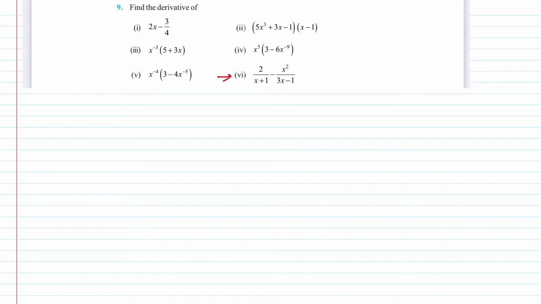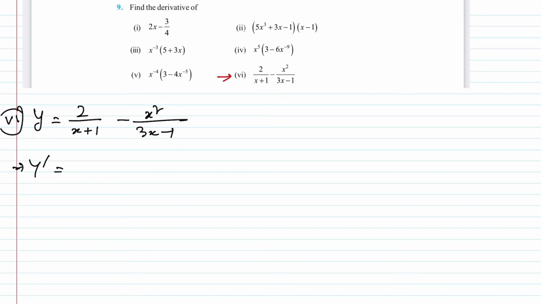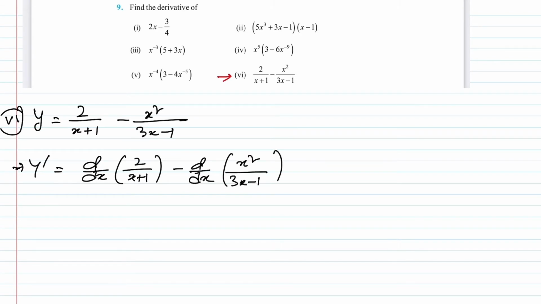Now let us solve this one. Number 6, y is equal to 2 by (x plus 1) minus x square (3x minus 1). So the derivative of this will be the derivative of 2 by (x plus 1). We can find the derivative separately, isn't it? Then x square (3x minus 1).